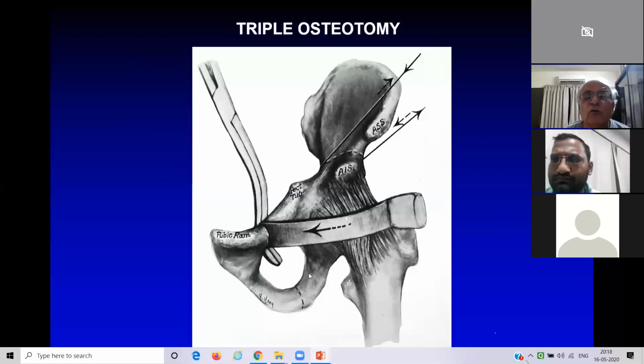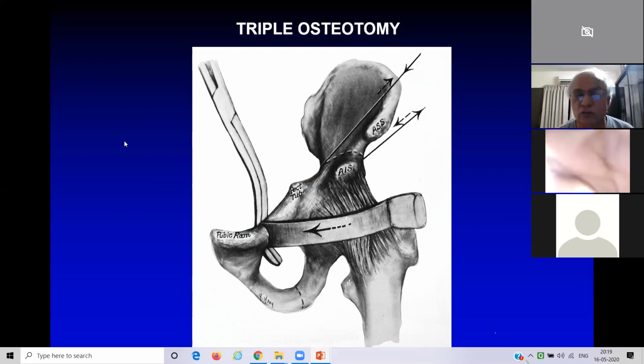So we are now going closer to the acetabulum. This is the pubis. This is the ischium. Sutherland did it far away, far away from here. So this one was still very close toward the acetabulum.